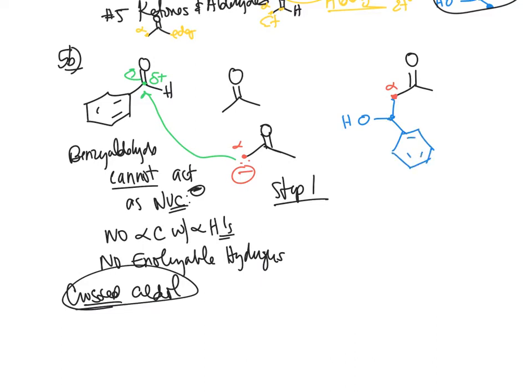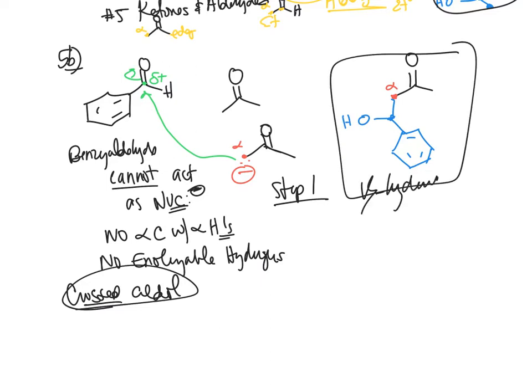Okay, 6, 7, 8, 9, 10. We have 10 carbons. Always count your carbons. You'll get your right product. That's your beta hydroxy carbonyl product.